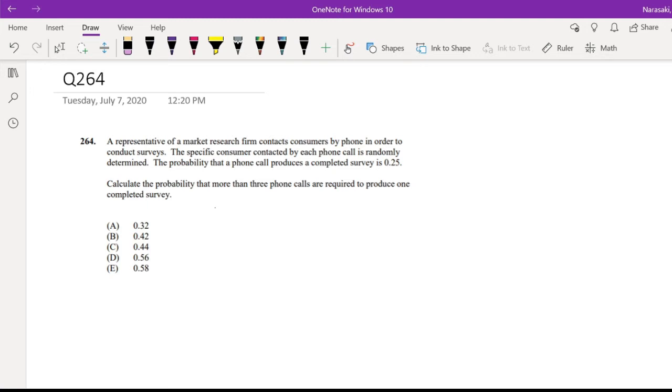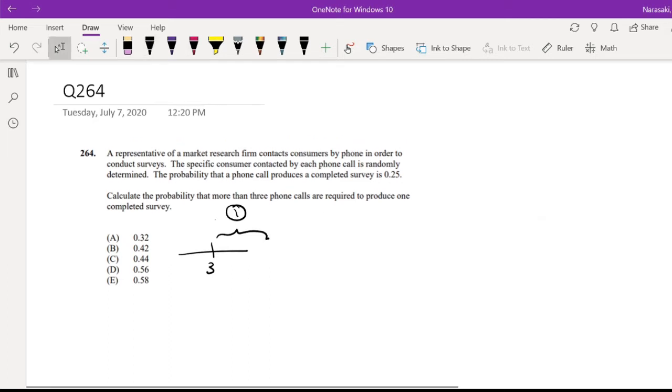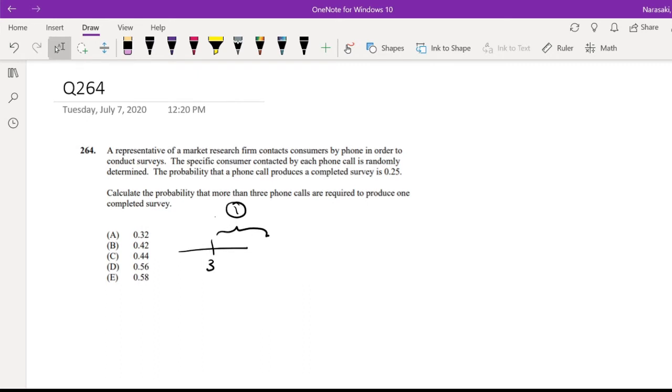So we're trying to find the probability that it takes more than 3 calls to produce 1 survey. So I think this is just the same thing as saying, okay, find the probability that the first 3 calls did not result in a completed survey, right? So that just means what's the probability of not completed survey?